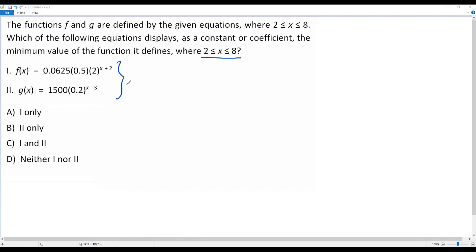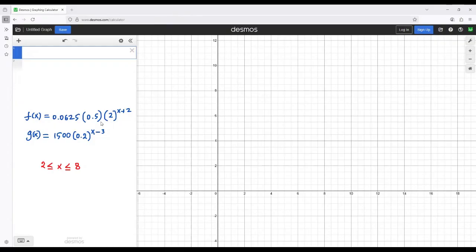Okay, now let's go to the Desmos graphing calculator. Here we have Desmos graphing software. Now let me give the first function f of x as input. That is f of x equals 0.0625 times 0.5 times 2 raised to the power of x positive 2.